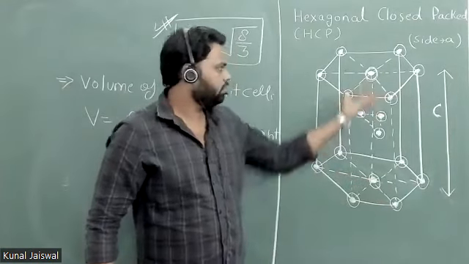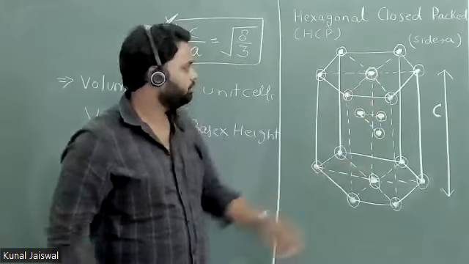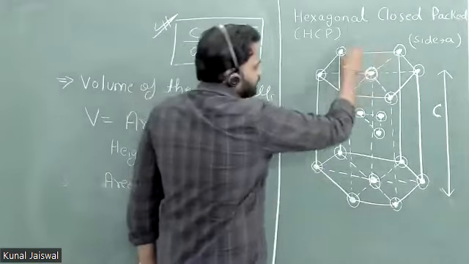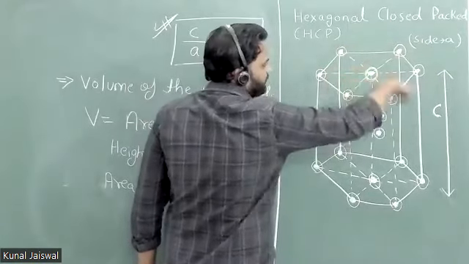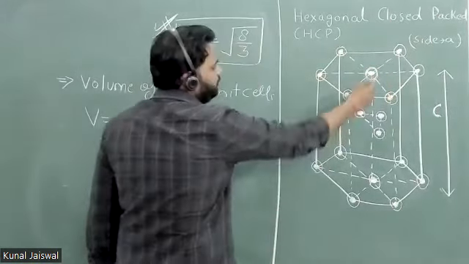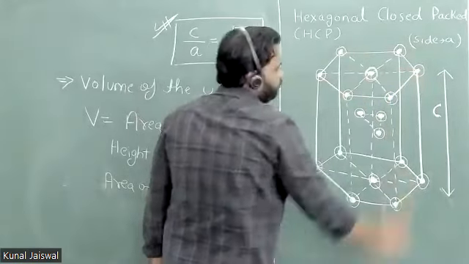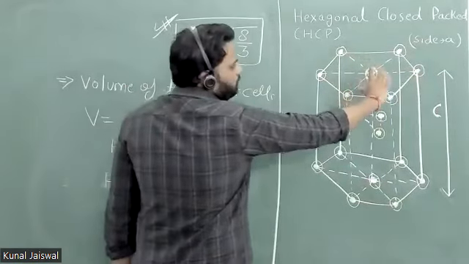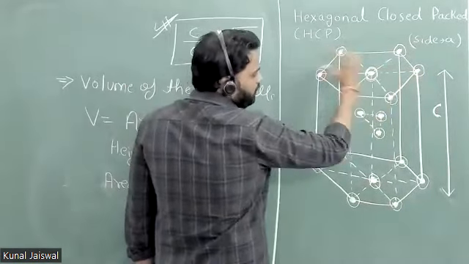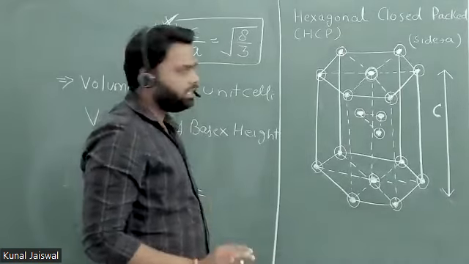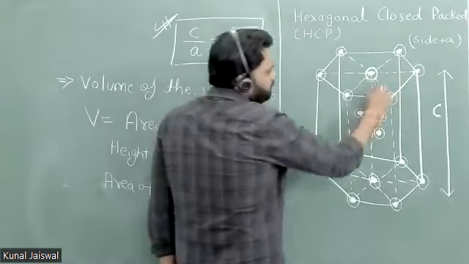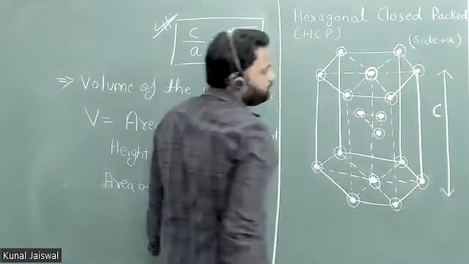Everyone see this plane or this plane. Both are the same. Considering this as your base area, if we have to find the area of this complete base, what will this area be? What you are able to see here, I have already told you, there are 6 triangles, and the side is A.